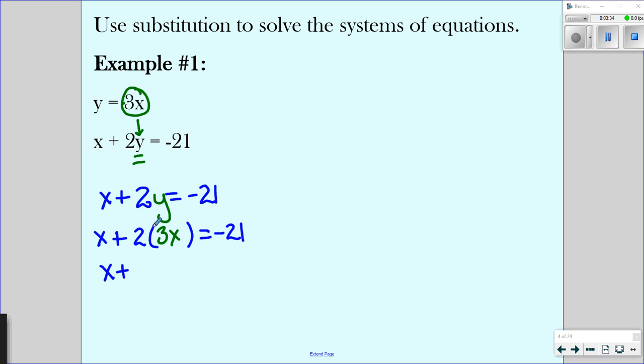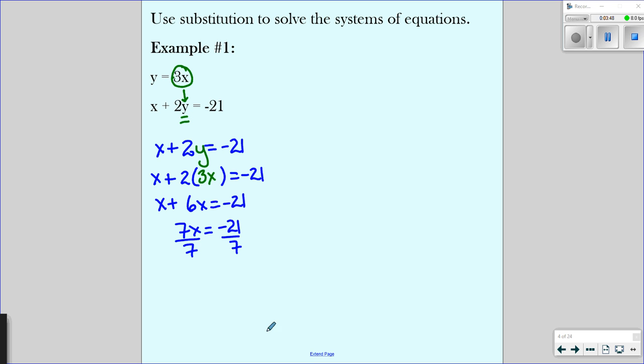So we continue, we simplify. This will be 6x equals negative 21, and then you can combine these two. It will be 7x equals negative 21. Divide by 7 on both sides, and then we're going to get x equals negative 3. So we solved for one. We're not done, because I know this is new, and I know some of you are going to just end up solving for one of the variables and totally ignoring the other one. There's two that we need to solve.